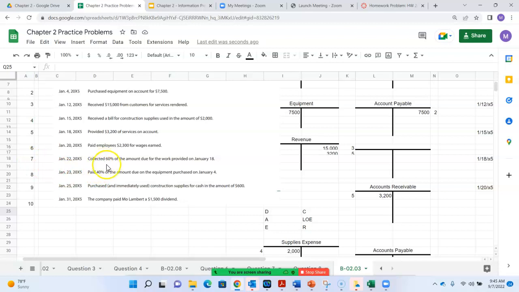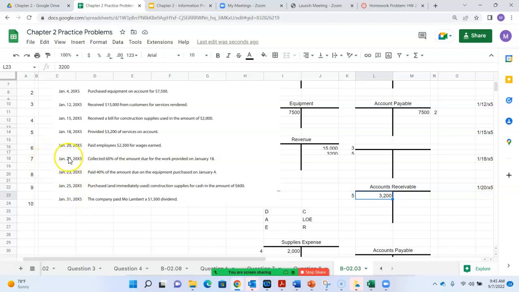This relates to transaction 7. Collected 60% of the amount due for the work provided on January 18th. So before we keep going, important thing to note. This is why it's really important. Either you include the date right next to the T account that relates to that transaction, or you include the number. Because this is very common, especially in accounting 1A, where you're going to have to go back and look at a previous amount. So, January 18th, we can see that's transaction number 5. So it's really easiest to see, well, that's the revenue here, and there's the accounts receivable right there.